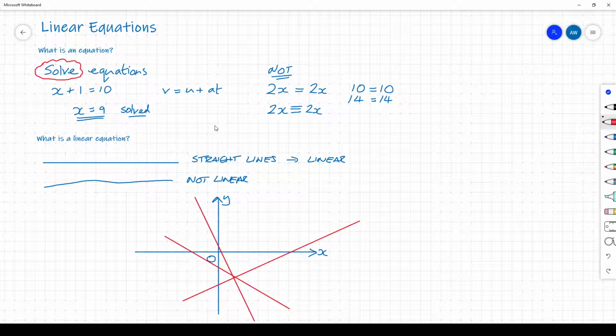Okay, so that's it for now, and the next few videos will be all about how we actually solve linear equations. This was a really easy example. We're going to build up until we look at some more complex ones that take more steps.